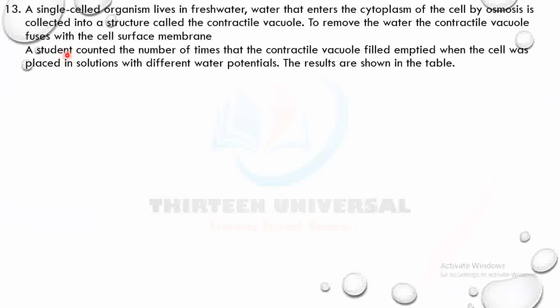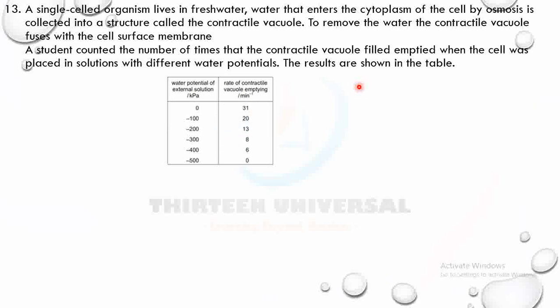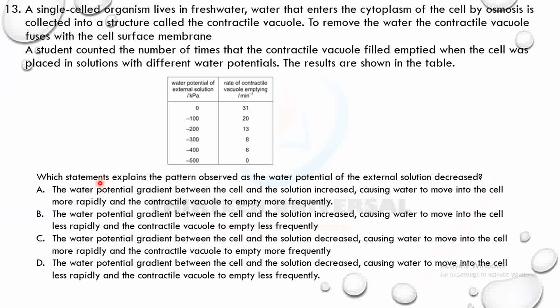So they counted the number of times that the contractile vacuole filled and emptied when the cell was placed in a solution with different water potential. The results are shown in the table. Please always look at the table very well. Which statement explains the pattern observed as the water potential of the external solution decreased? I'd like you to pause this video and try it by yourself, guys.